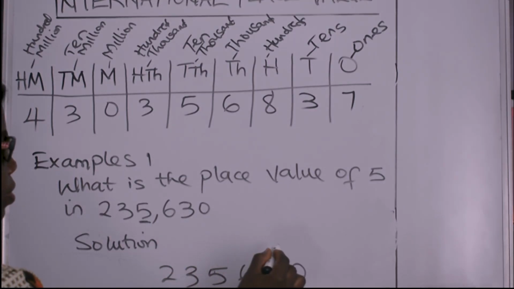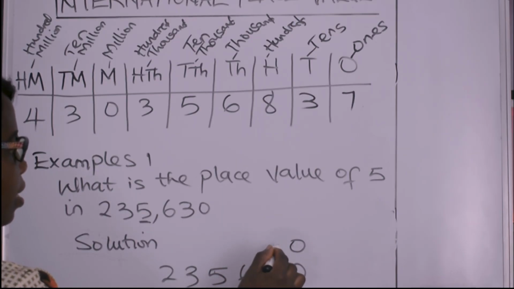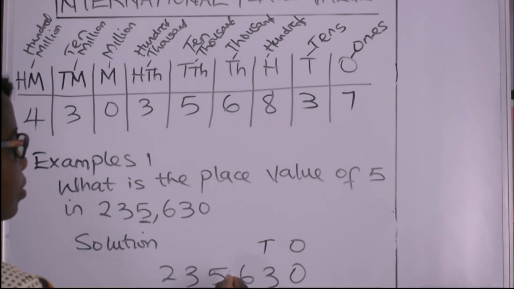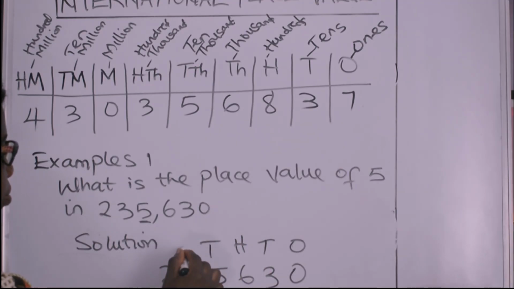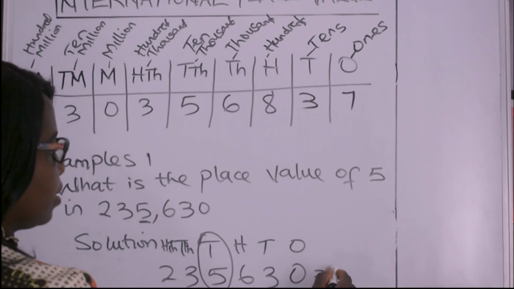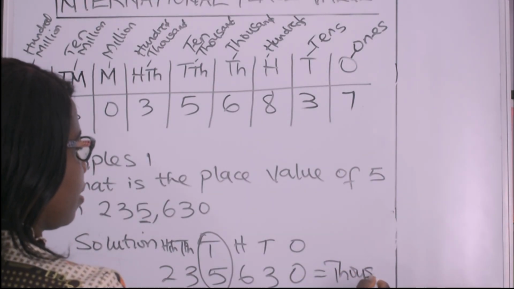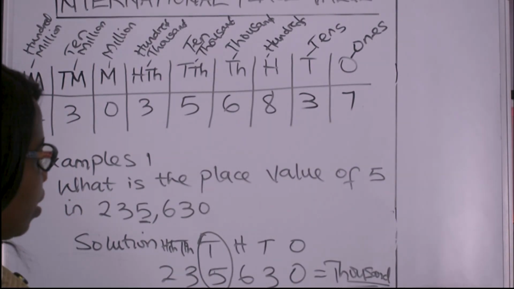So let's start from the ones. This is the ones. This is the tens. This is the 100. This is the 1,000, 10,000, and 100,000. So looking at this 5, the place value of the digit 5 in this number is 1,000. That's the correct answer. I hope it's clear enough.